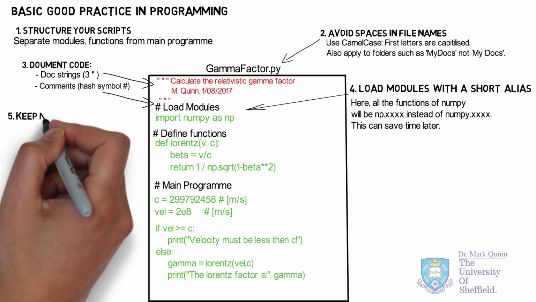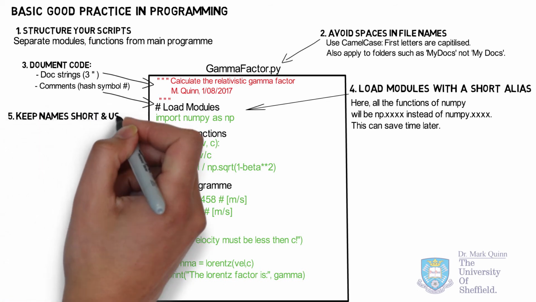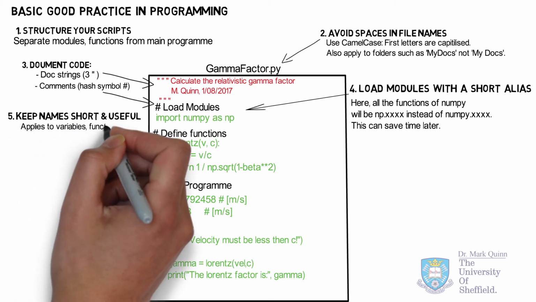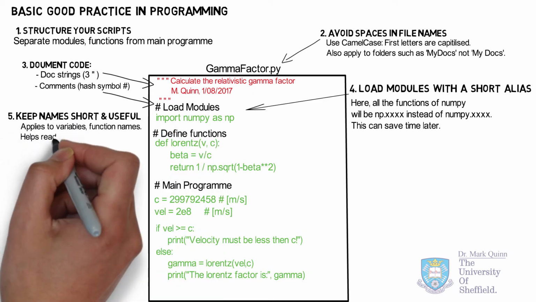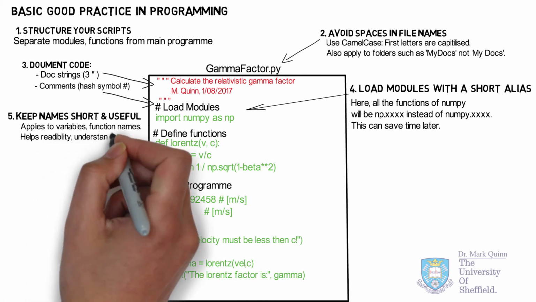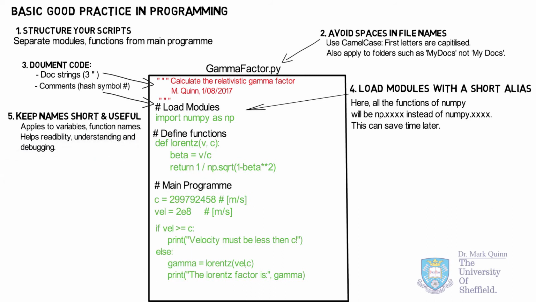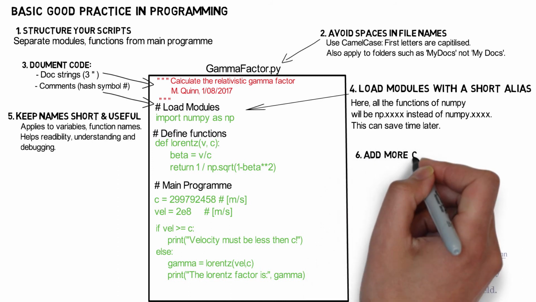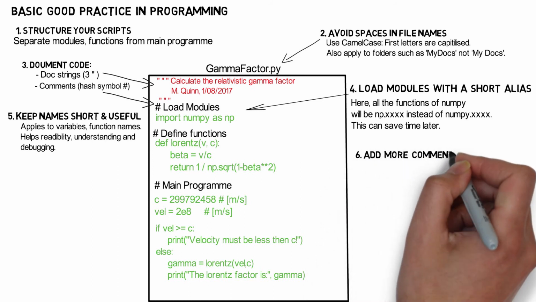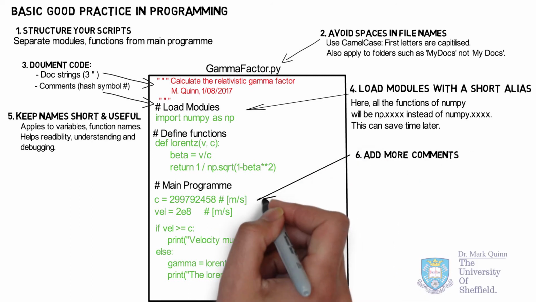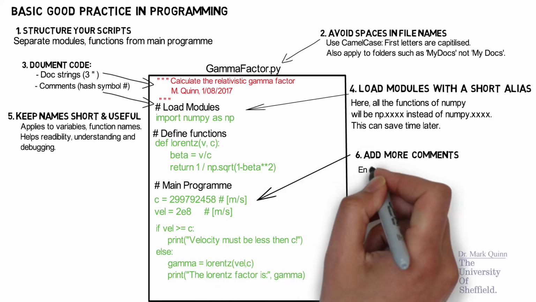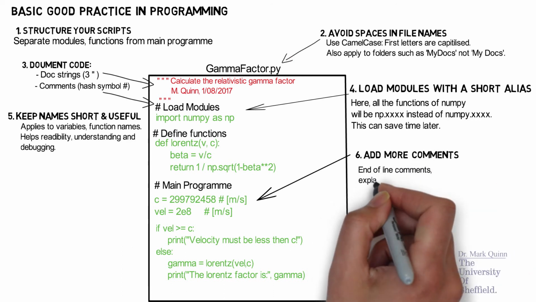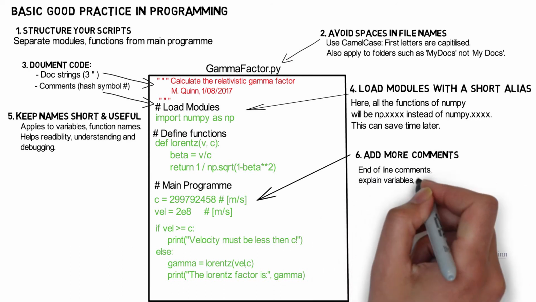The next good practice tip is to keep your function and variable names short and useful. This will again improve readability and will make your code much more compact. End-of-line comments can also be useful to describe in more detail the contents of specific lines of code. In this example, you can see I've specified the units of my velocity in meters per second, and it's a very short addition to the line, but it's very, very useful.